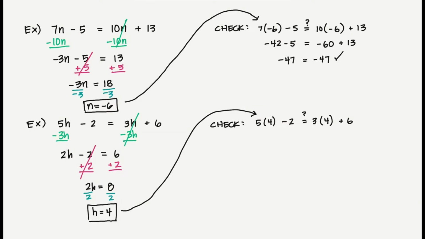So we're going to check this out. 5 times 4 is 20, take away 2. 3 times 4 is 12 plus 6. So the left side is 18 and the right side is also 18. So it works out. Perfect.